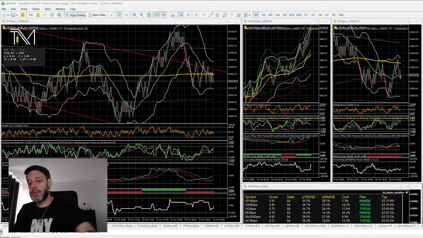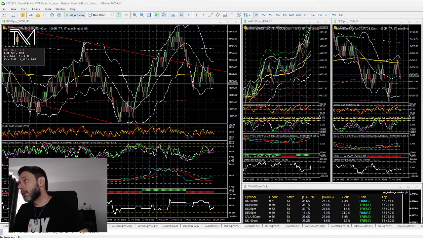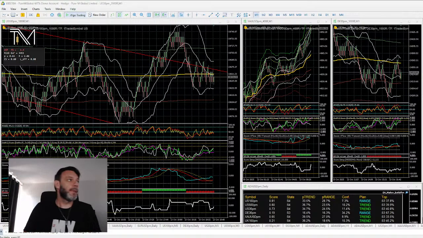Alright, let's cut some stuff around, some useless emoji. I take it out and it will be there. All right, here we go.